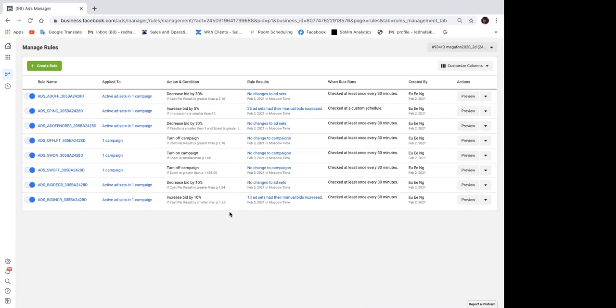So basically, what can you see from here? You have two rules: the 5% rule, the second on the list, and the last one, the 10% rule. And it says one modified 25 ad sets, and another one has modified 13 ad sets. So what can you tell from this?